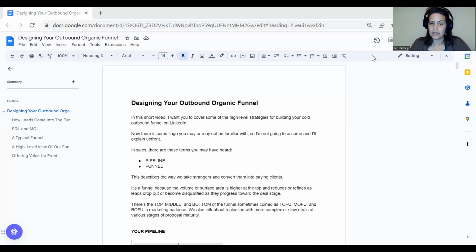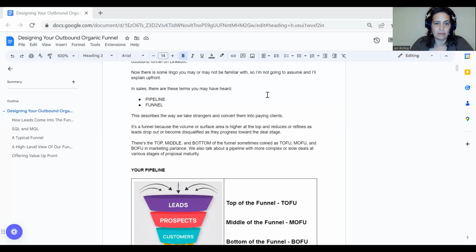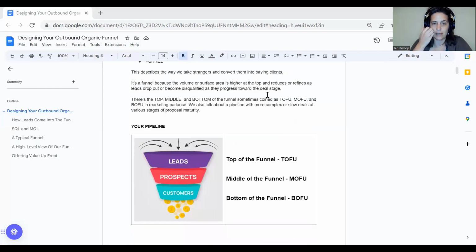So there are terms that you may have heard, such as your pipeline or your funnel. And this is the process that we take strangers out there in the world and we convert them into paying clients. Now, it's a funnel because of the shape. Okay, you see the diagram here. The volume of the surface area at the top is higher than at the bottom, and it reduces or refines as the leads drop out or fall out of the process, and they might become disqualified.